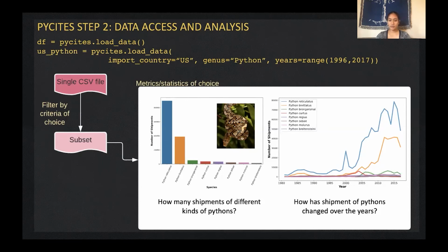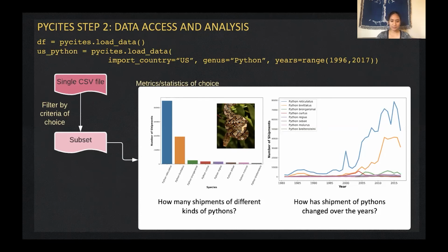In this example, we will subset all data rows with the genus Python, which we all know are large snakes that constrict their prey. Specifically, I want to extract all the data about pythons imported into the USA between 1996 and 2017, as you can see in the code above.